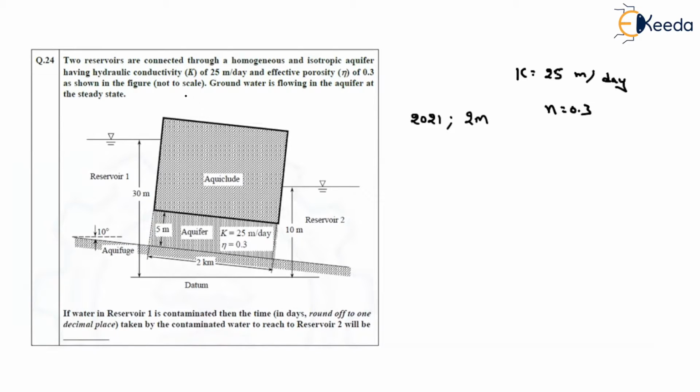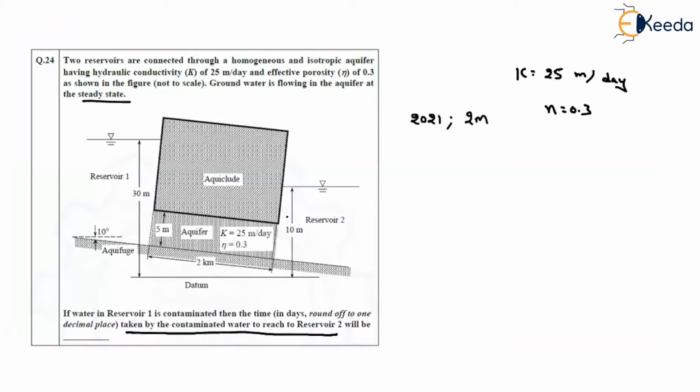Okay, and they are saying that this figure is not to the scale. Groundwater is flowing in the aquifer at a steady state. That means as it is a steady state, these water levels are not changing. Now see what we have to find. If reservoir 1 is contaminated, let us assume there is some color, so what we have to do? We have to find out the time required for the contaminant to reach from reservoir 1 to reservoir 2. So how can I find out the time required?